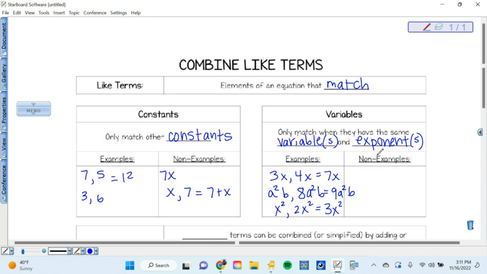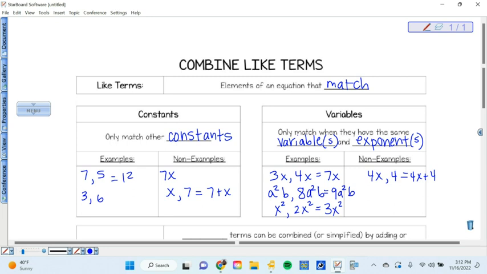So non-examples, so examples that would not be like terms, 4x and 4, right? I can't combine those together and get 8x. That's just 4x plus 4.